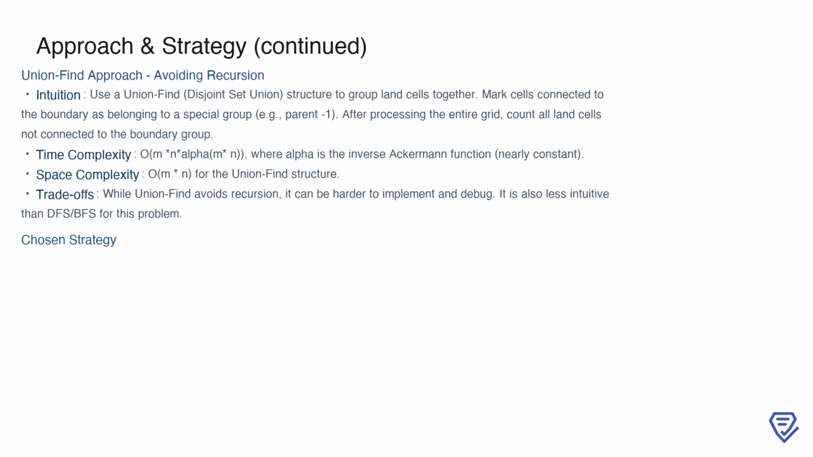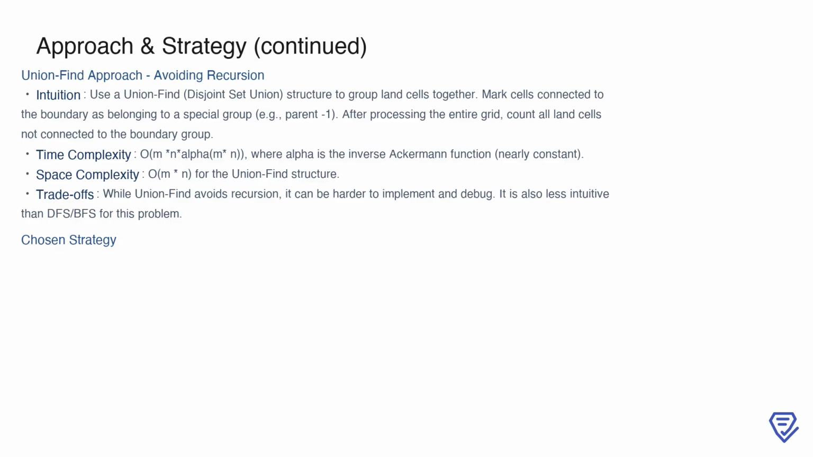Another alternative is the union-find approach, which avoids recursion entirely. Here, the idea is to group all land cells into disjoint sets, with boundary-connected cells belonging to a special group marked as the boundary parent. Once the grid is fully processed, we can simply count the land cells that do not belong to the boundary-connected group to identify the enclaves.